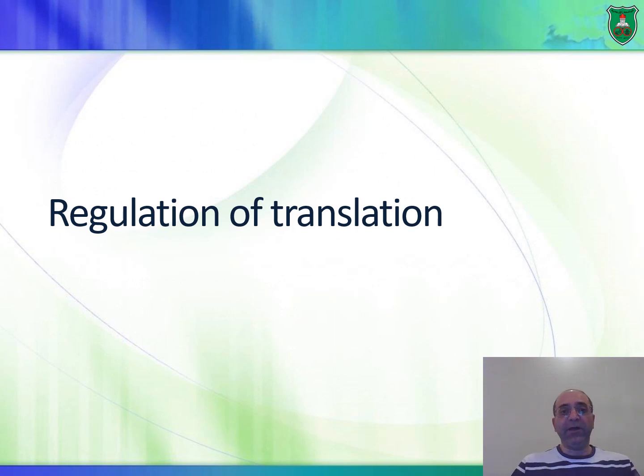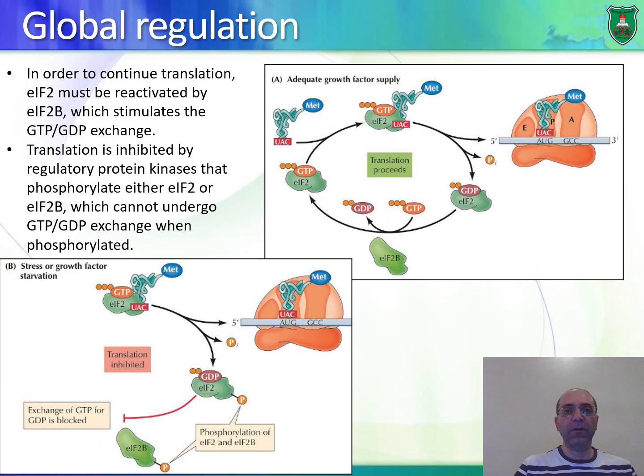So everything has to be regulated, including translation. So in the next few slides, I'm going to talk about different modes or mechanisms of regulation of translation. The first mechanism is basically regulating global translation. That is, in other words, all types of protein synthesis. So it's either that proteins are synthesized or not.